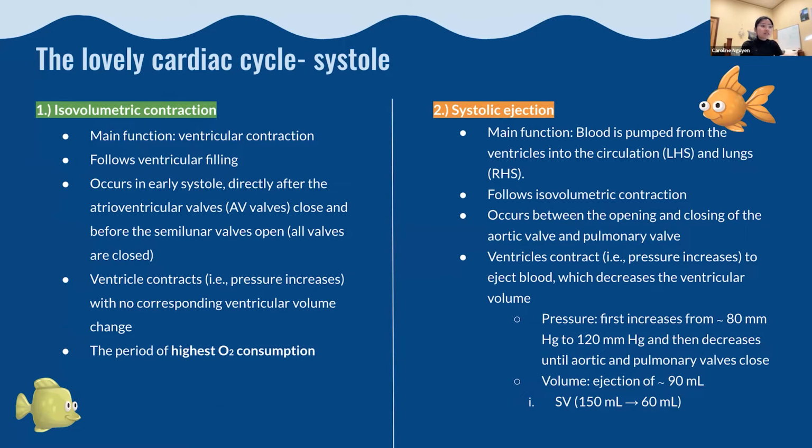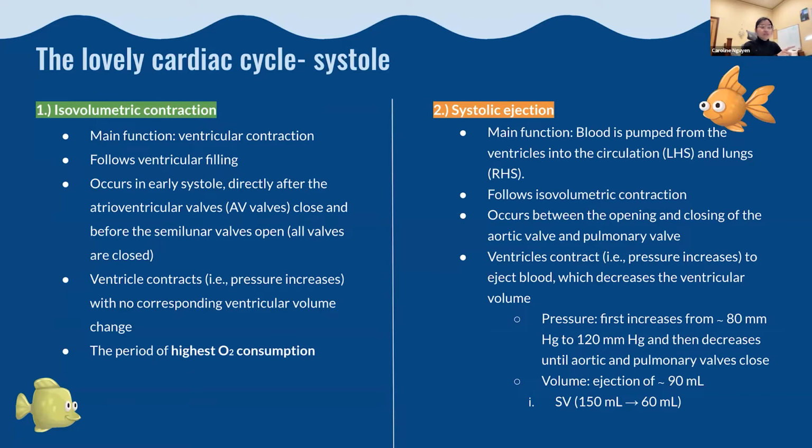If systole is associated with the pumping motion, and ejection means expelling the blood, here blood is pumped from the ventricles into the circulation. That's the left ventricle going into the circulation and the right ventricle going into the lungs. And this occurs between the opening and closing of the aortic valve.